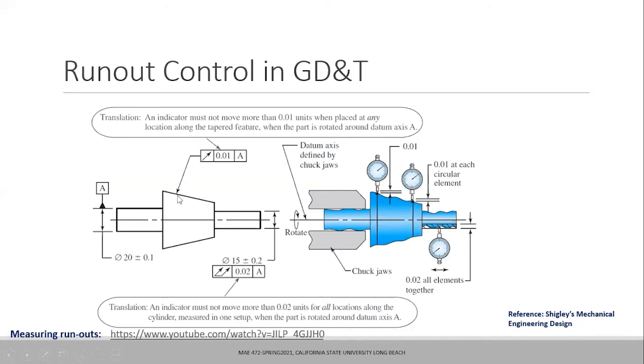So circular runout is measured at one cross section. This feature control frame says that this surface must have a circular runout within a tolerance zone of 0.01. That means if I put my dial indicator and rotate this object, only 0.01 millimeters of runout is allowed. Total runout is measured throughout the length, how much offset you measure along the whole length of the object. That will give you the total runout.